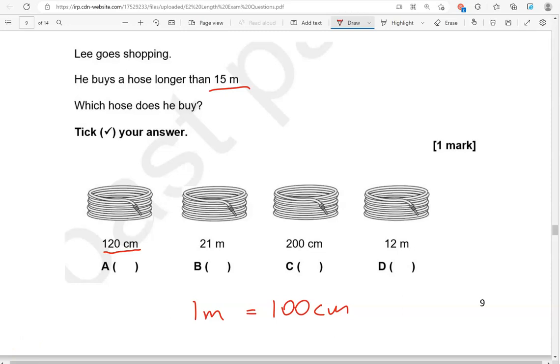21 meters, that is longer than 15 meters because 21 is greater than 15. 200 centimeters. We said in 1 meter there are 100 centimeters, so 200 centimeters will be 2 meters. So that is much shorter than 15 meters. 12 meters, again, 12 is smaller than 15, so D is not an option. The only correct option is B.